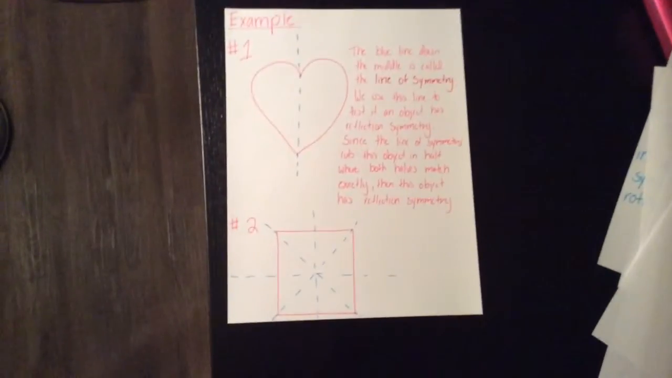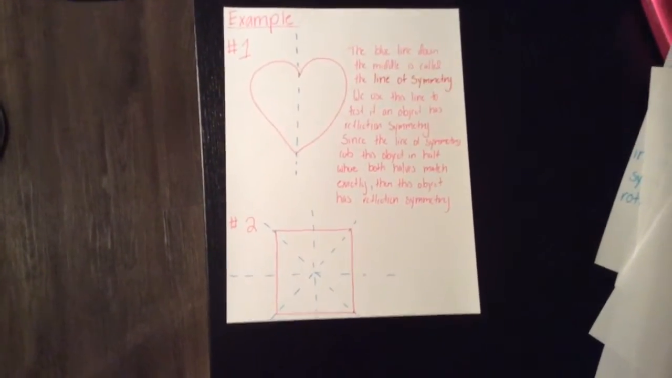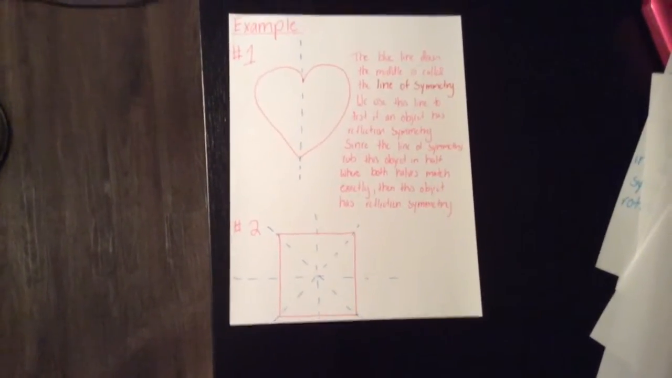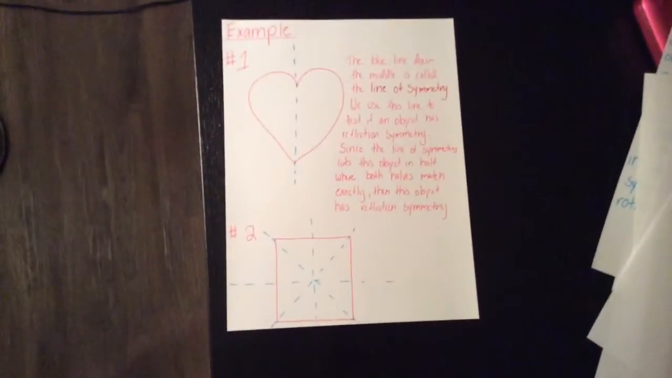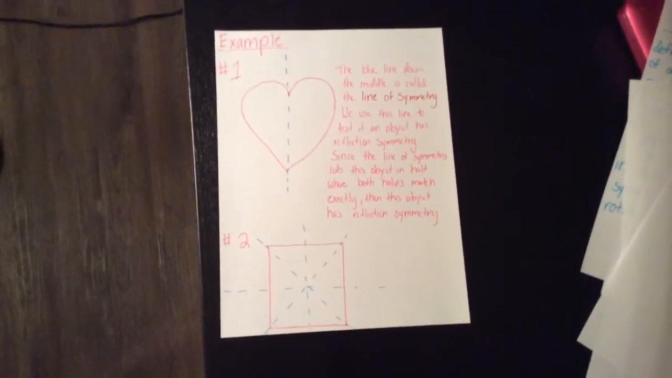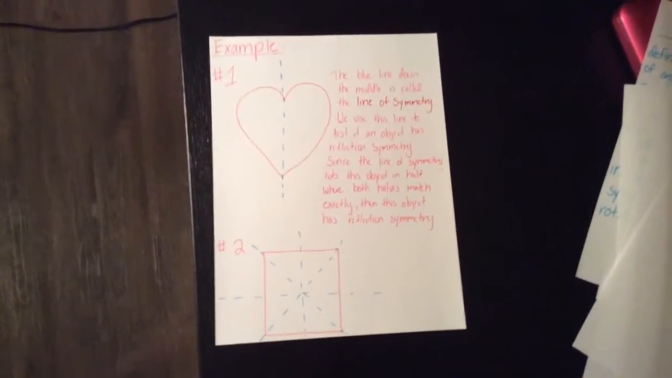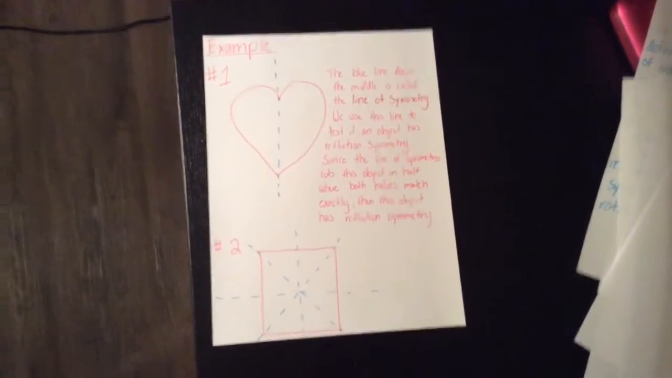Number 2 is an example where an object has more than one line of symmetry. It doesn't matter which direction the line of symmetry cuts the object, as long as it cuts it in half where both halves match exactly, then the object has reflection symmetry.